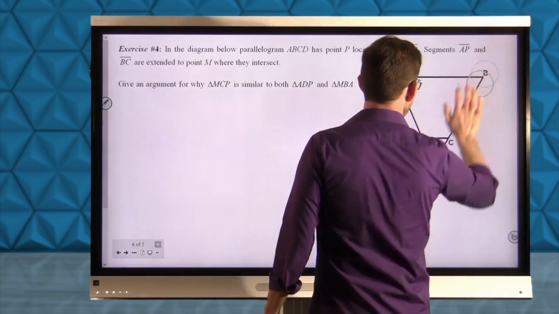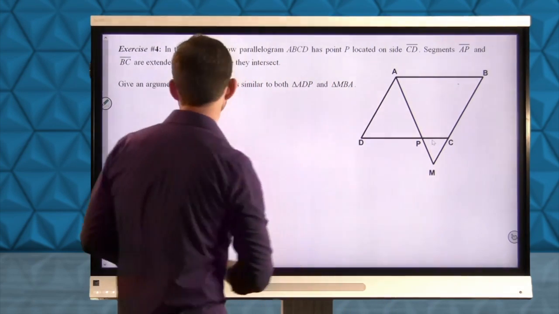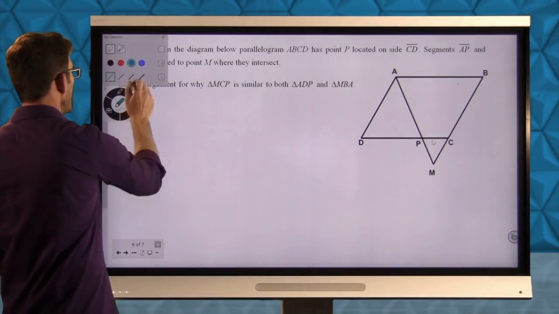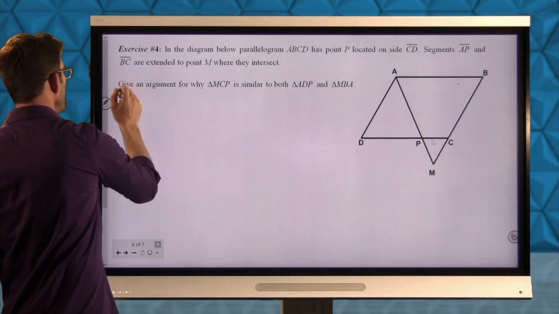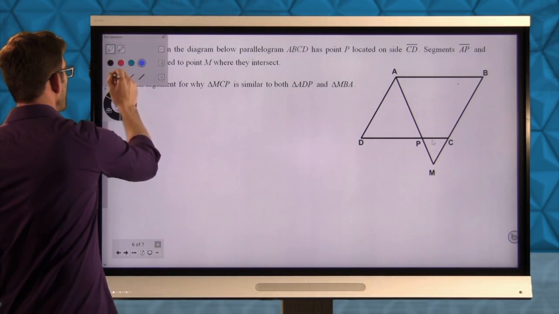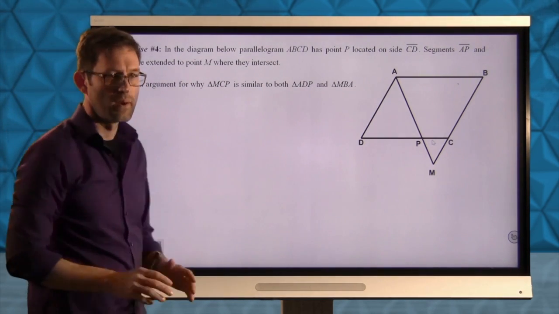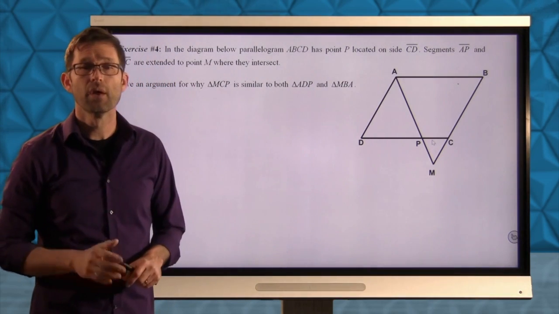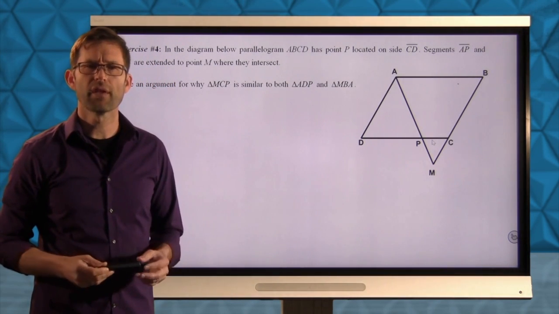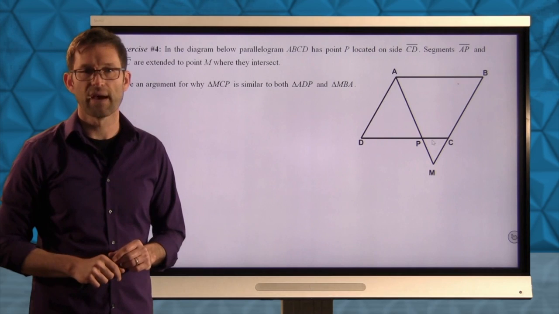What I'd like you to do is spend some time and think about it, okay? And don't forget, we're now working with a parallelogram here, and we know a lot about parallelograms. So take a little bit of time and think about why those three triangles have to be similar.